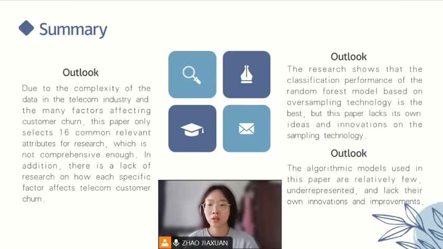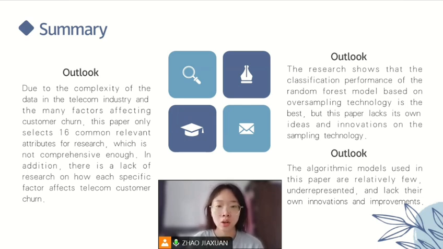Through the research, we have three outlooks. The first outlook is that due to the complexity of the data in the telecom industry and the many factors affecting customer churn, this paper only selected 16 common related attributes for research. In future, we may choose more attributes to research telecom churn.